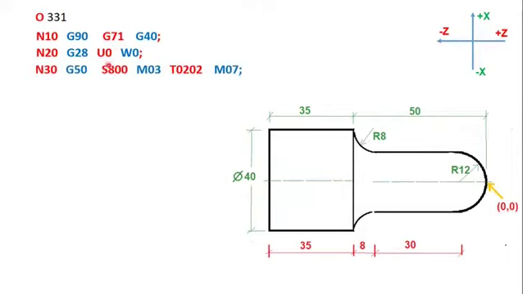Then you can see we are giving a spindle speed of 800. We are switching the spindle on, and this is the tool selection, that is tool 02 with an offset of 2. Then coolant is on, M07. Then we move the tool rapidly to X0 Z0. Now from here I have to move like this, you can see. This direction is anti-clockwise, so that's why we are using G03.